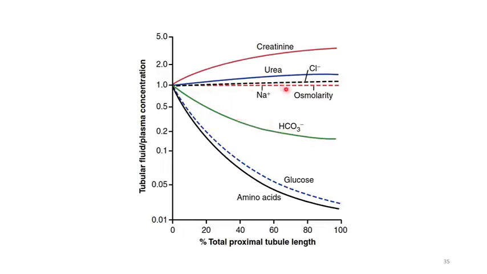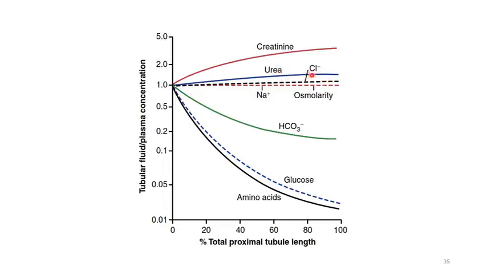For sodium and chloride, their concentration in tubular fluid compared to plasma remains about the same, and so does the osmolarity of the fluid, because the reabsorption along the proximal tubule is a type of isosmotic reabsorption. After sodium reabsorption, water will be reabsorbed and chloride will be reabsorbed. So the osmolarity and the concentration of sodium and chloride to the end of the proximal tubule remain similar to plasma.